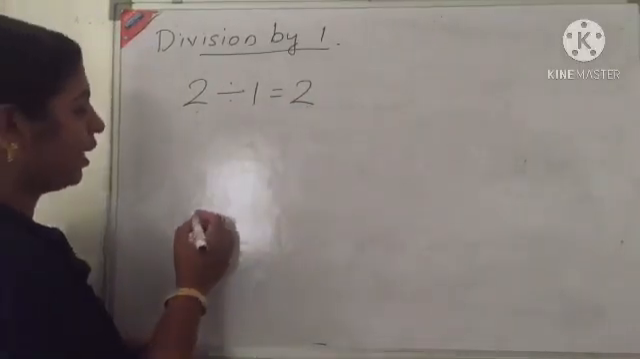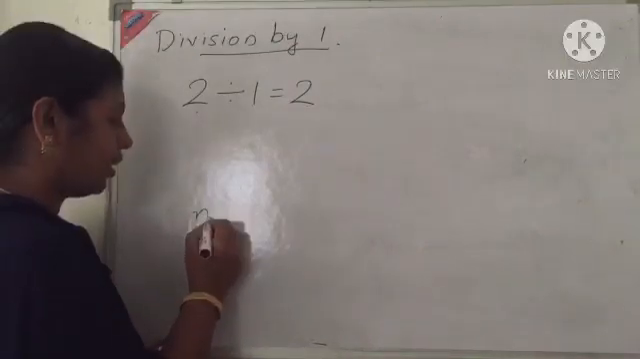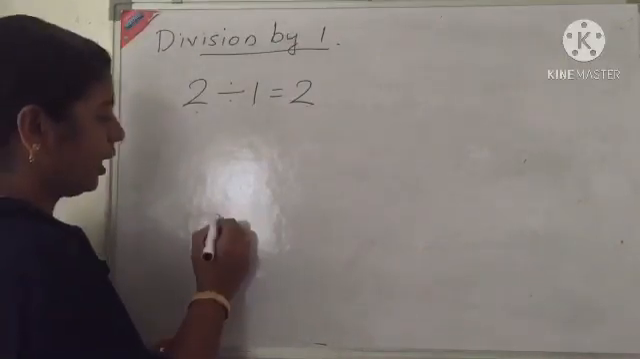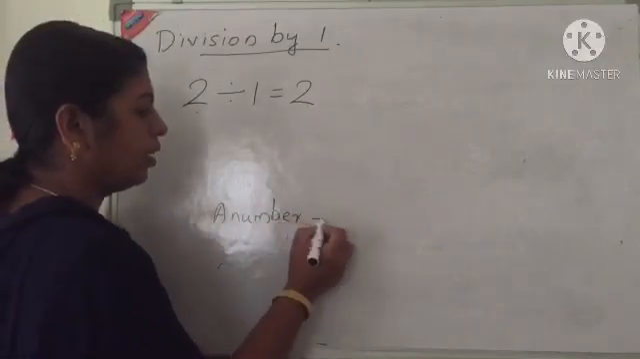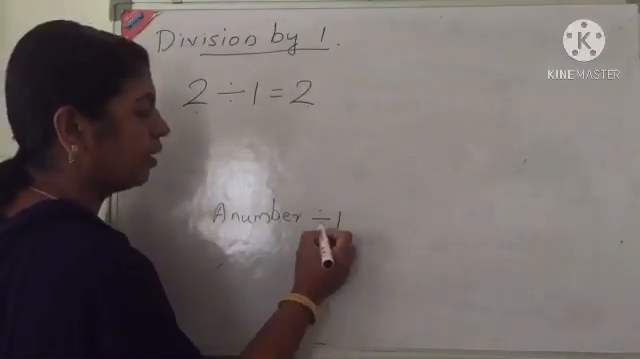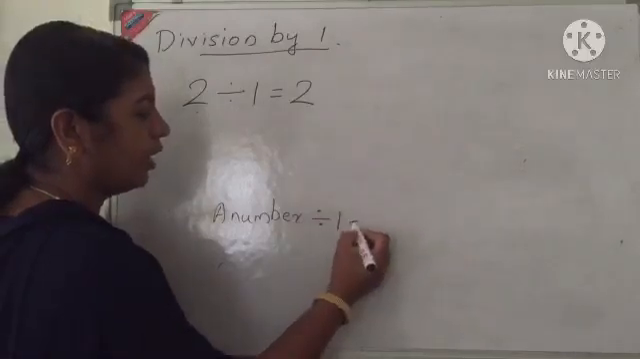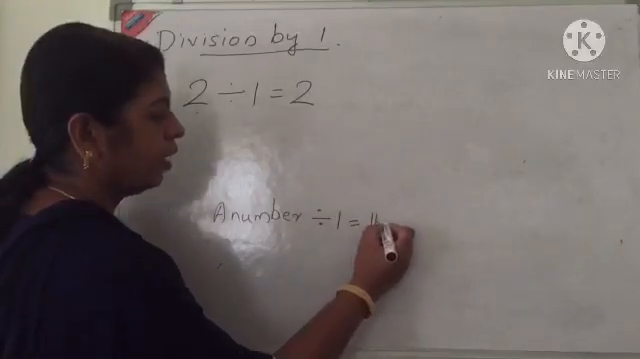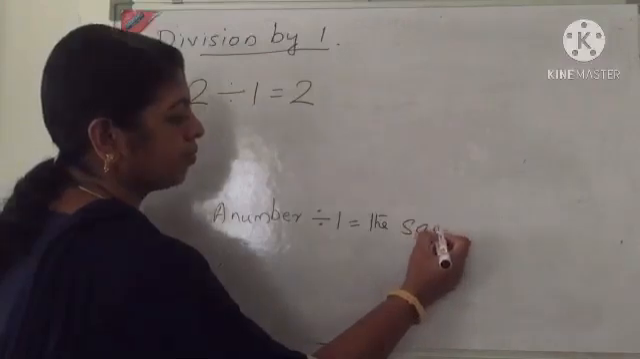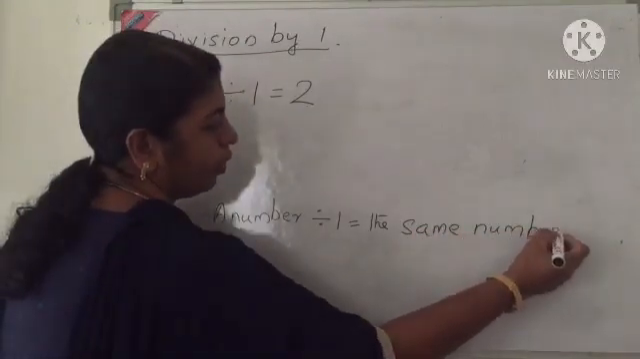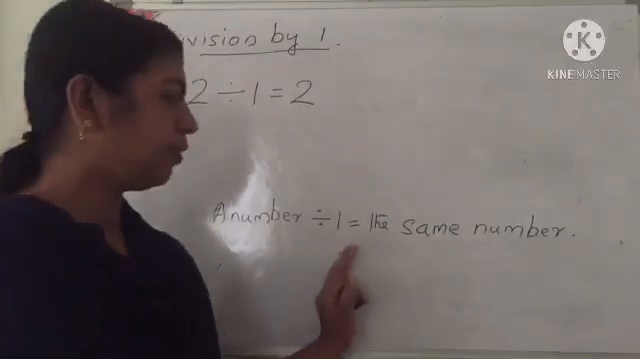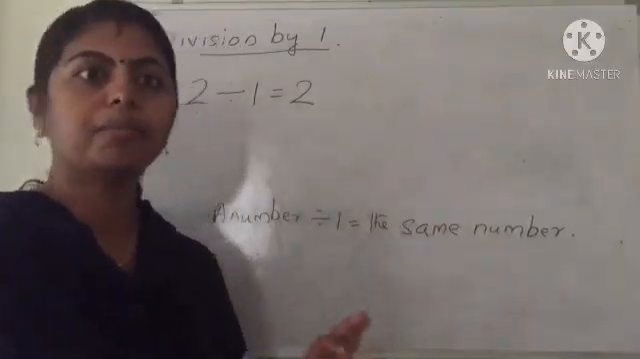No need to study like that. In an easy way, we can write like this: a number divided by 1 equals the same number.